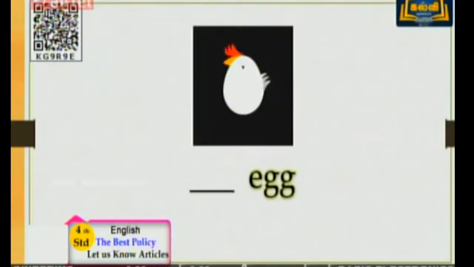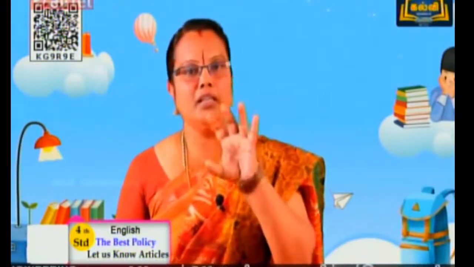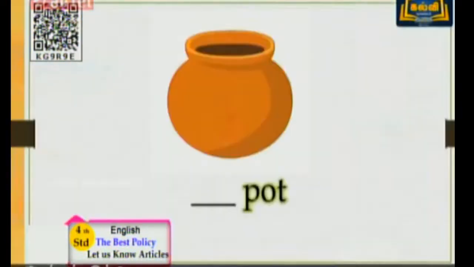What is given there? It is egg. A egg or an egg. So see the word first. The word is egg. See the spelling. E-G-G. So as I told you in the condition, the sounds A, E, I, O, U. For words that begin with these sounds, you should use the article an. Yes, you're right. Shall we check our answer? Yes, the an is running behind the egg and it is landing over there. An egg. Yes, you're right. Clap hands for yourself.